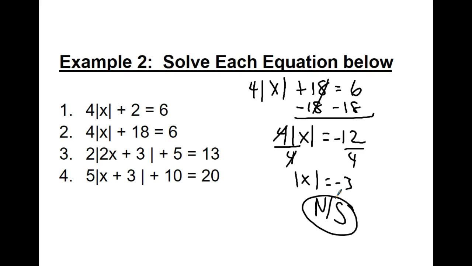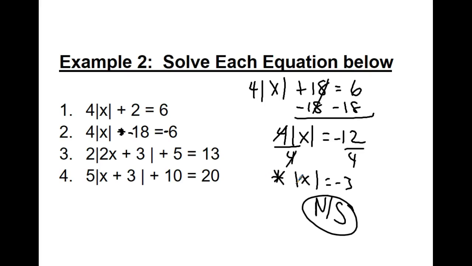Now it's possible to have a negative up here. Like let's say I started with, let's say this was a negative, right? I'm going to change this to a positive. Well, it's okay for there to be a negative over there right now, because as soon as I add the 18, what's going to happen to it? It's going to be positive. So long as you have outside numbers, you can have negatives over here. It's just that when you get down to this step with just an absolute value, it can't equal a negative. So watch out for that.